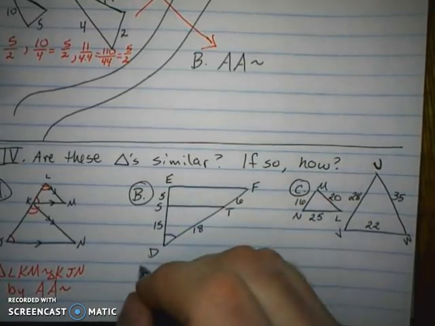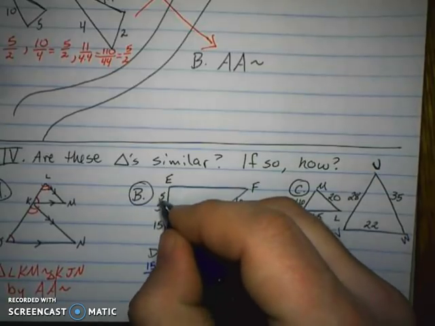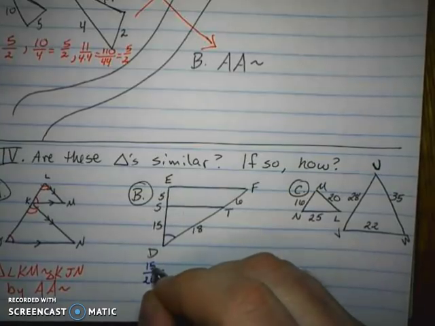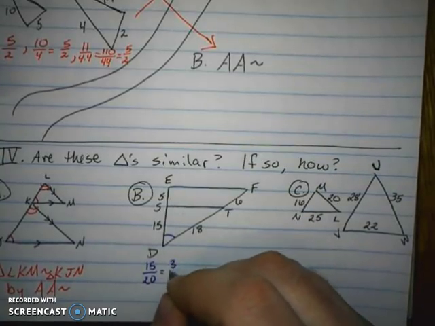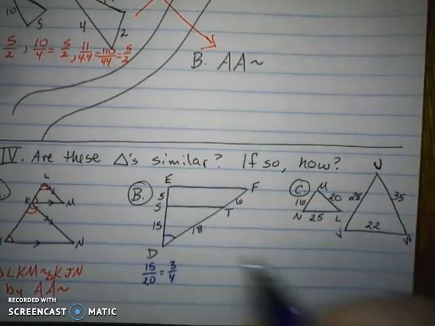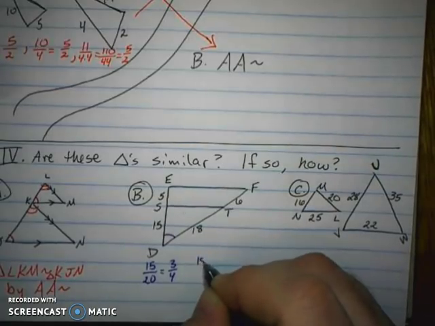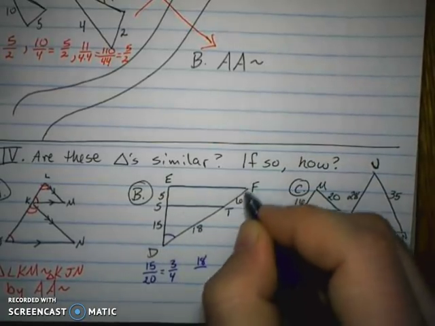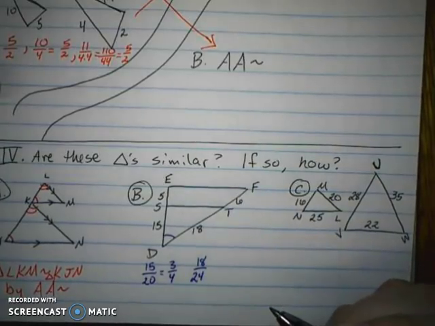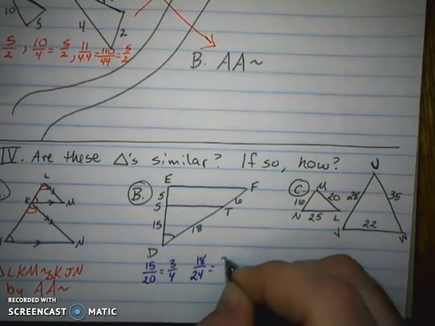So DS is 15. That's going to correspond to DE, which is 15 plus 5, or 20. We want to reduce that. 15/20 is 3/4 when we divide it by 5. So I'm going to check this and see if that works. DT, 18, corresponds to the full side, DF, which is 18 plus 6, or 24. Now, the common factor here is a 6. I can divide each by 6, and I also get 3/4.